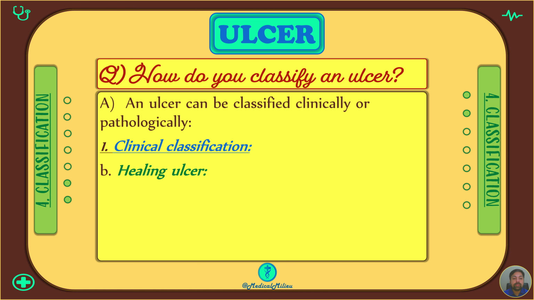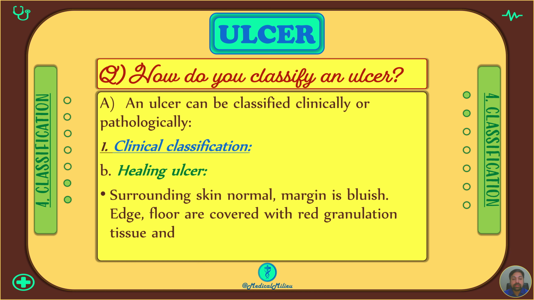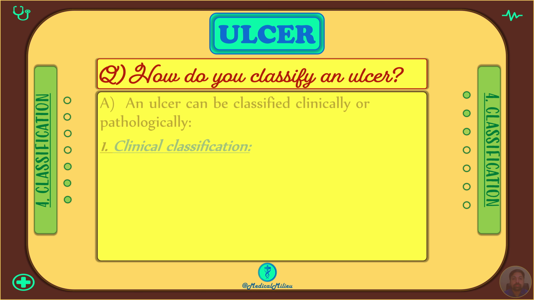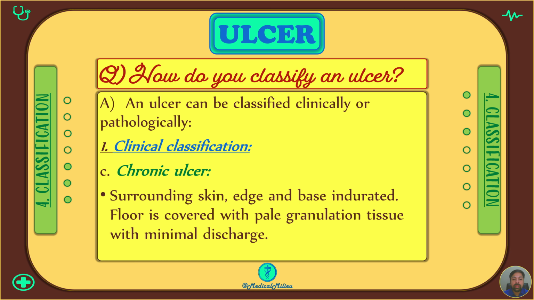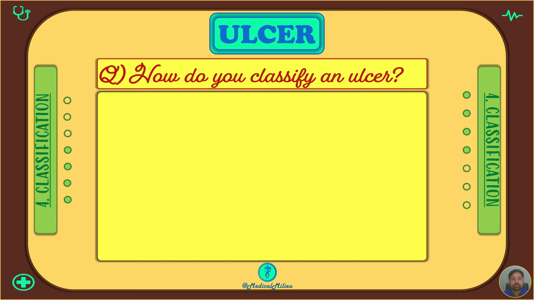Type B is healing ulcer, in which the surrounding skin is normal, margin is bluish, the edge and floor are covered with red granulation tissue, and there is a small amount of serous discharge. And type C is chronic ulcer, in which the surrounding skin, edge and base are indurated. The floor is covered with pale granulation tissue with minimal discharge.